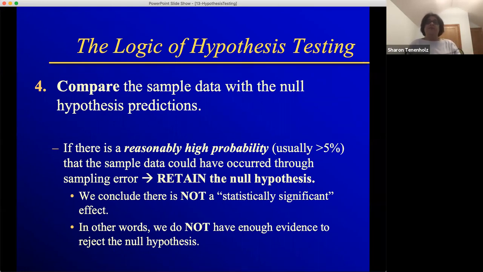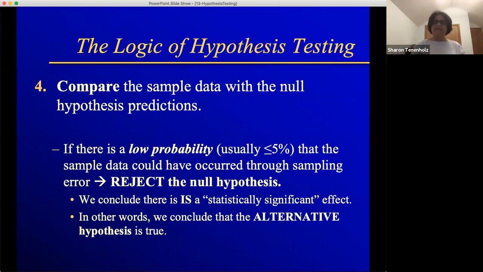I conclude then that there is not a statistically significant effect. When I say that there's a statistically significant effect, that's a phrase you're going to see in the literature over and over. What I mean is that there is enough evidence to reject my null hypothesis. Here, if I'm not seeing data that are unlikely to occur by chance, I don't have a statistically significant effect. I'm concluding that I do not have enough evidence that there's something going on. I don't have enough evidence to say my null hypothesis is wrong. I have to retain my skepticism.